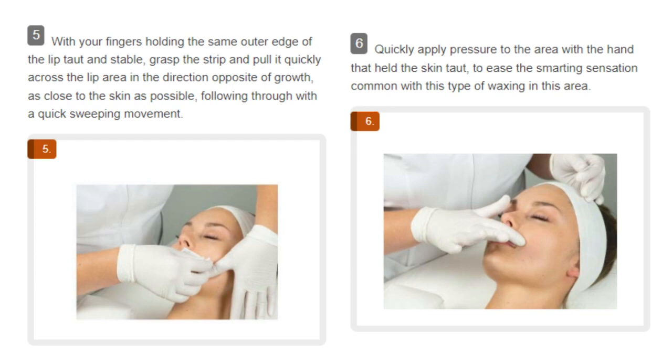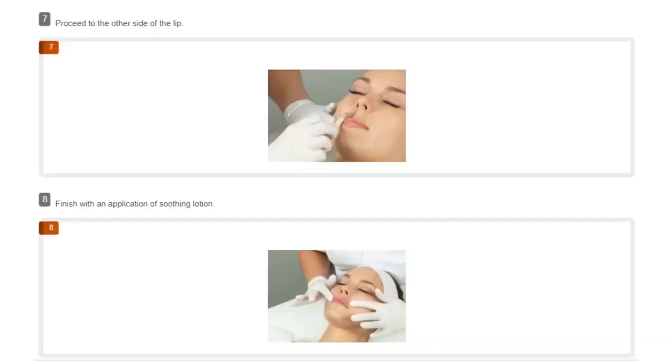6. Quickly apply pressure to the area with the hand that held the skin taut, to ease the smarting sensation common with this type of waxing in this area. 7. Proceed to the other side of the lip. 8. Finish with an application of soothing lotion.